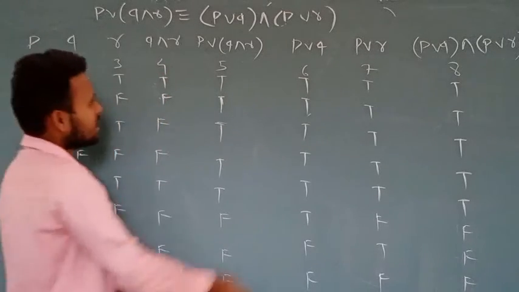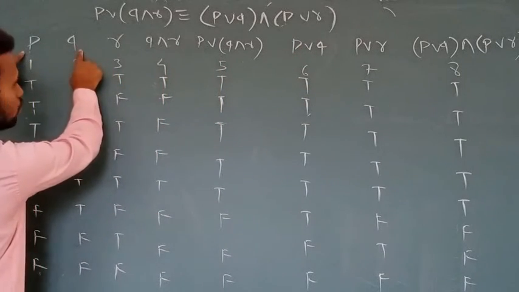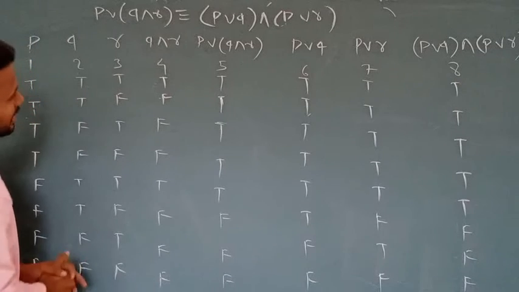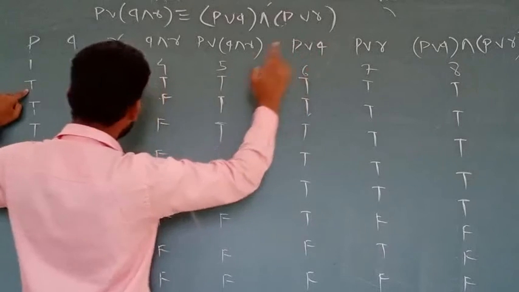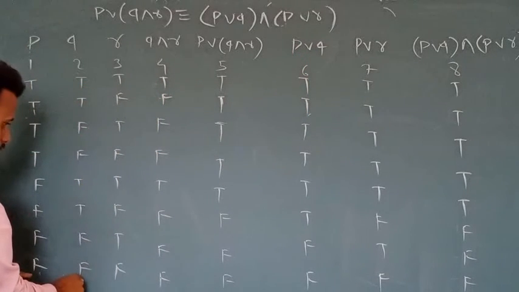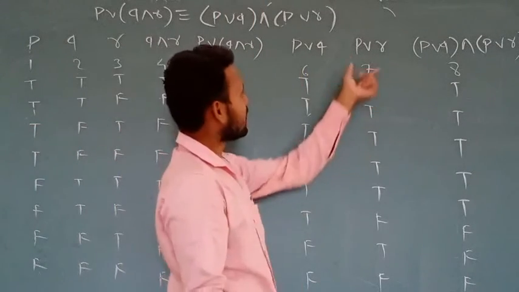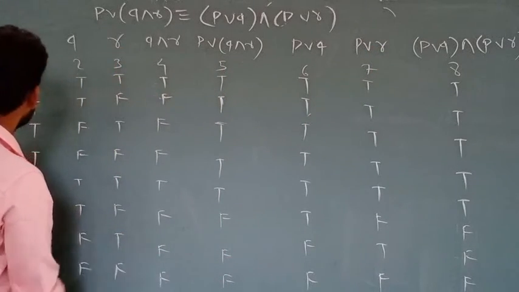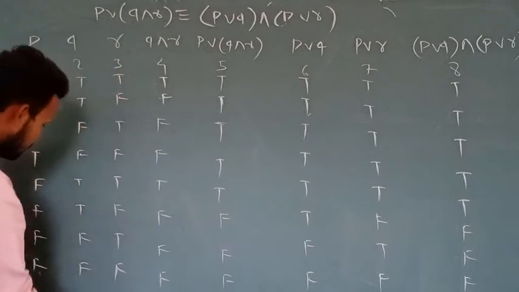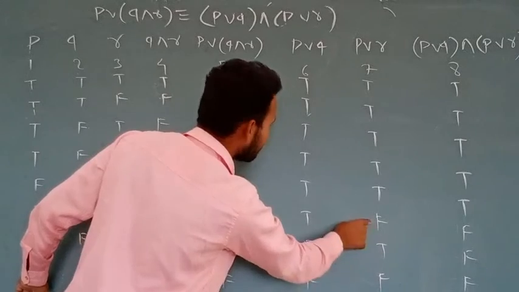Then the next column is P ∨ Q. With a similar procedure, we know that in a disjunction, if both substatements are false, then the disjunction is false, otherwise it is true. Only the last two rows have F, F, therefore the disjunction is F there, otherwise it is true. Then next, again a similar disjunction, P ∨ R. Here also F, and the remaining are T.